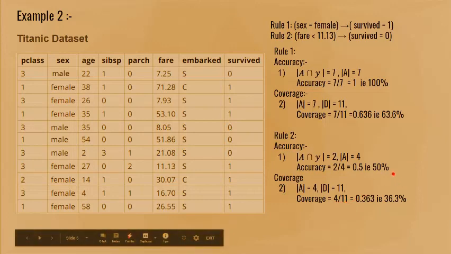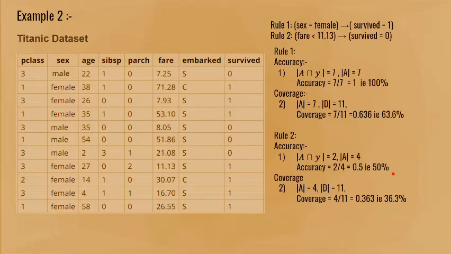So here we successfully used the rule-based classifier on two datasets.